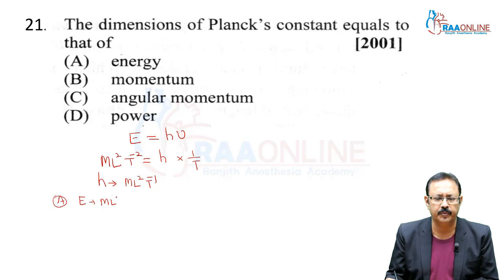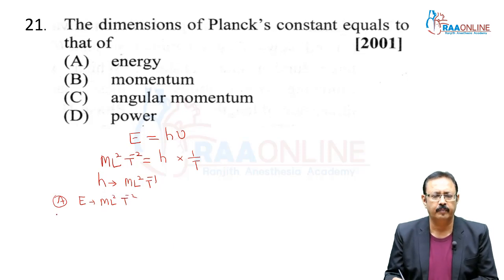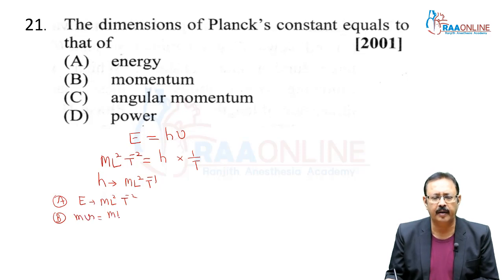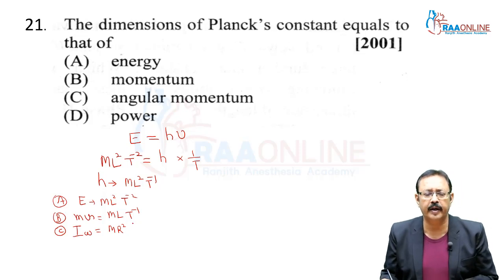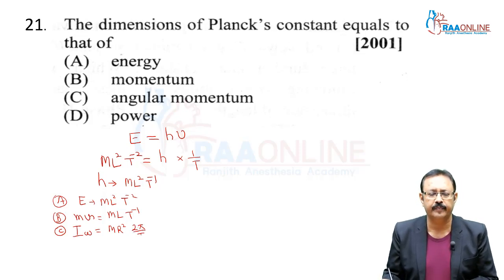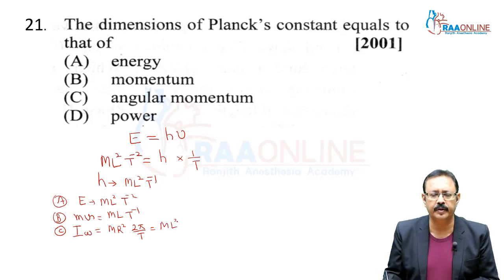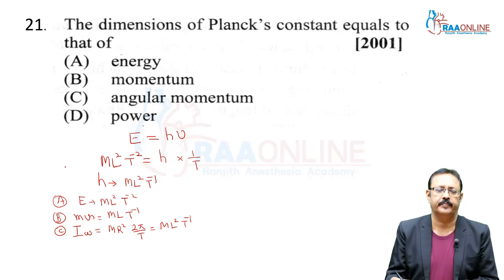Energy is ML^2 T^-2, no way. B, momentum, is mass into velocity, MLT^-1, again different. Angular momentum is I omega. I means m r squared, and omega means 2 pi by T. So we get ML^2 T^-1, the same. So we are going with option C.